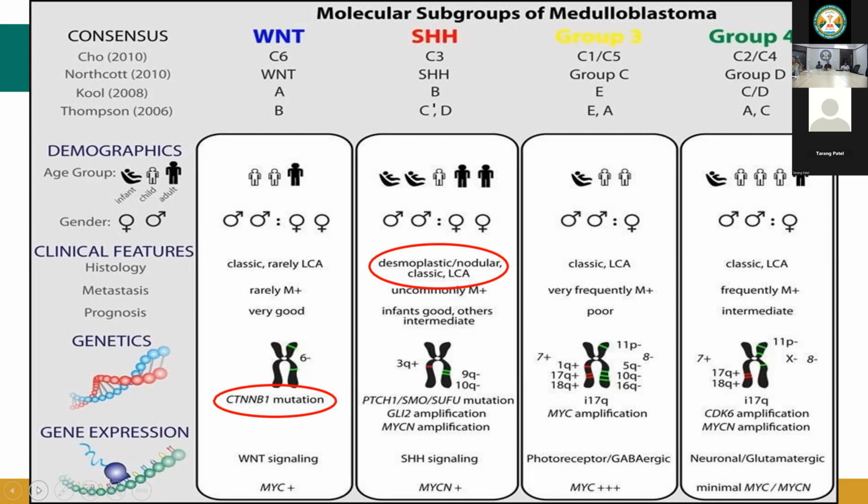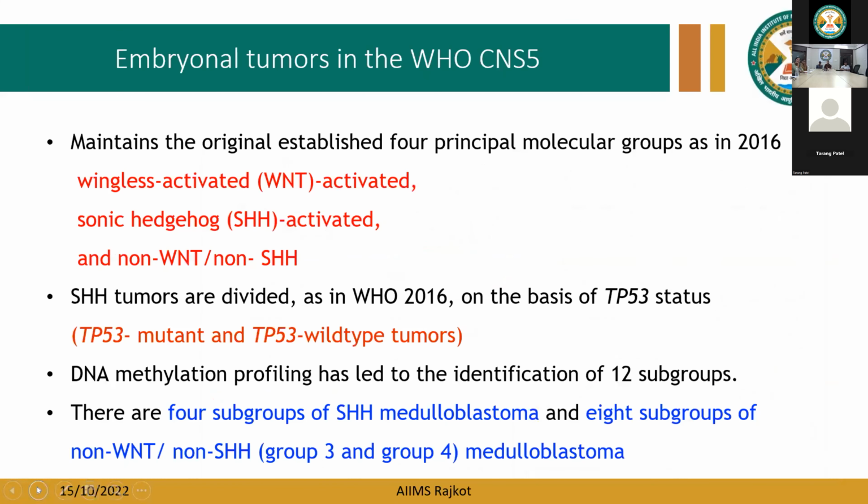Group 3 has a male predilection, and it can be seen in infants as well as children. It is a very frequently metastasizing tumor, having a poor prognosis. Group 4 can be seen in infants, children as well as adults. This one also has a male predilection. It can be classic or LCA type, frequently metastasizing, with intermediate prognosis.